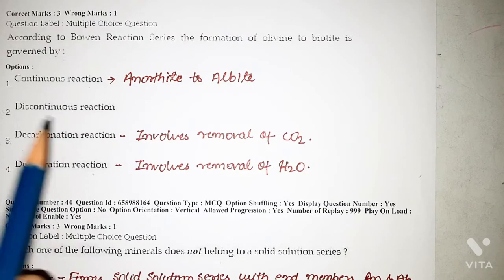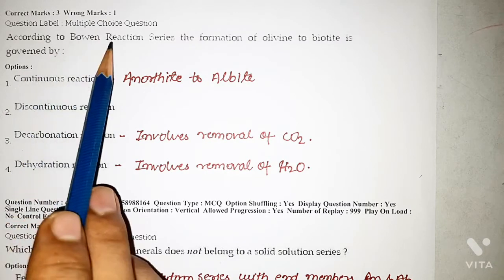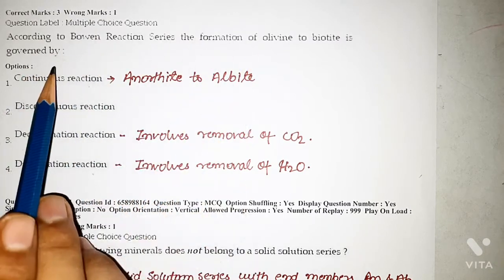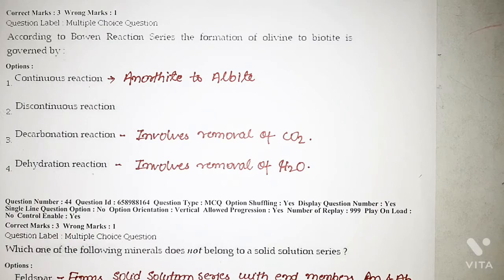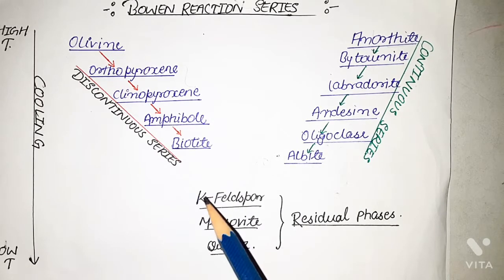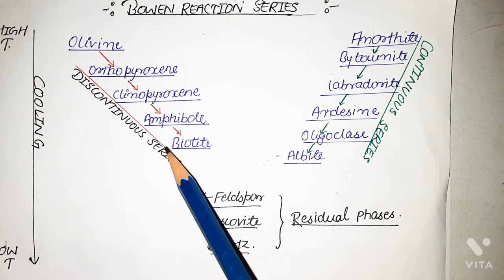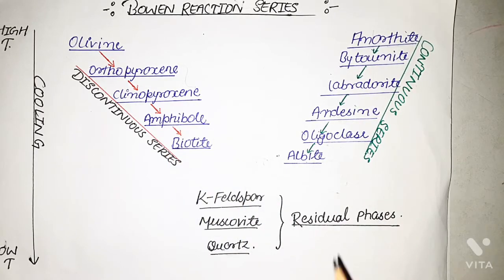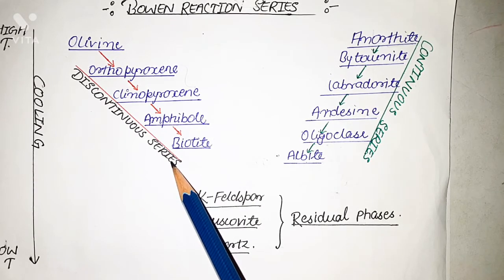Next, question number 43 says that according to Bowen's reaction series, the formation of olivine to biotite is governed by. So now let's check the Bowen's reaction series. Okay, so this is Bowen's reaction series in which you will see that there are two series, discontinuous series and continuous series, and a residual phase is present.